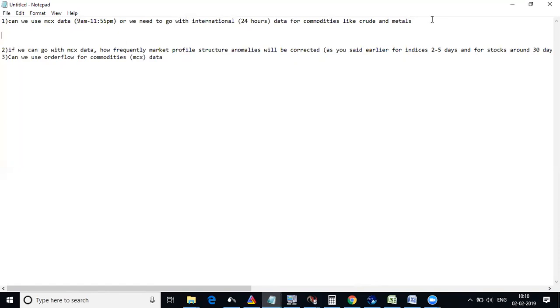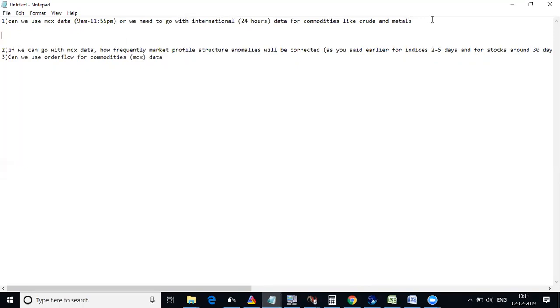So if you are trading MCX markets, then M6 order flow is what you require. But if you want to get a bigger view, like in top-down analysis, international markets are one place where you should be looking. But when you are narrowing down to the core level, when you are trading M6 crude, then it's good to go with M6 crude alone. So no doubt about that. The same applies to metals as well.